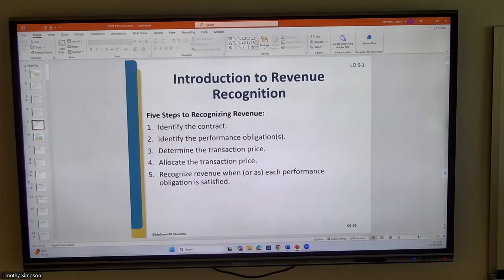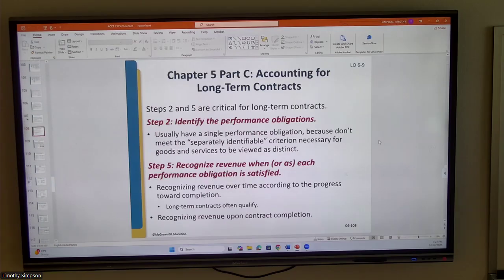So if we're talking about long-term contracts, that is, those which are going to cover more than one accounting period, which is really the definition of long-term, we really need to understand how to recognize revenue over time. By recognizing revenue, we can also do a better job at communicating to external users what the actual performance of the organization is, and also to recognize profit as it's being earned. So in this case, step 2 is identify the performance obligation.